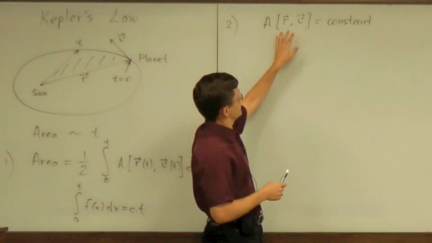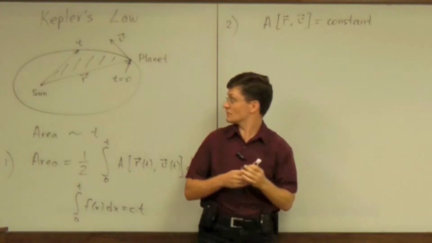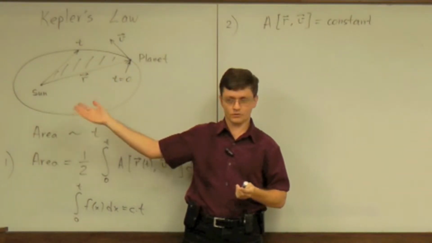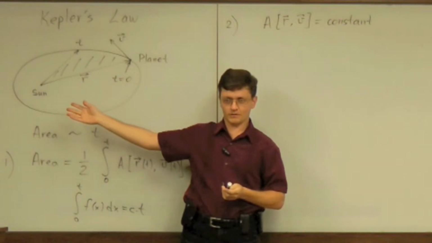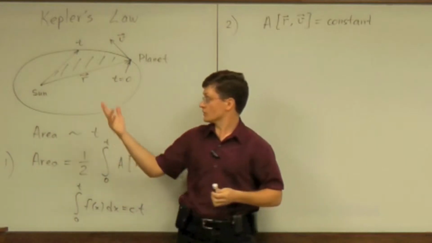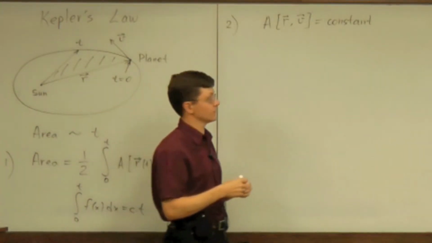So let's do that. Why is that a constant? Notice that you don't know much about the motion, right? You don't know what the ellipse is, probably. You don't know how quickly the planet moves. You don't know much about the mass of the planet and the sun and the interaction between them.